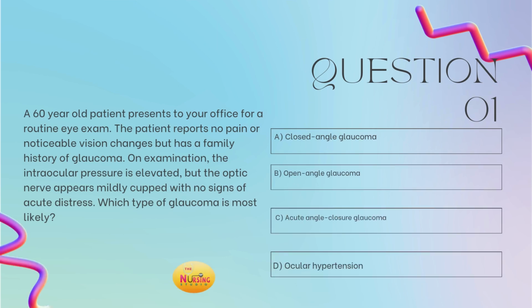Question number one states a 60-year-old patient presents to the office for a routine eye exam. The patient reports no pain or noticeable vision changes, but has a family history of glaucoma. On exam, the intraocular pressure is elevated, but the optic nerve appears mildly cupped with no signs of acute distress. Which type of glaucoma is this most likely? Is it A, closed angle glaucoma, B, open angle glaucoma, C, acute angle closure glaucoma, or D, ocular hypertension?